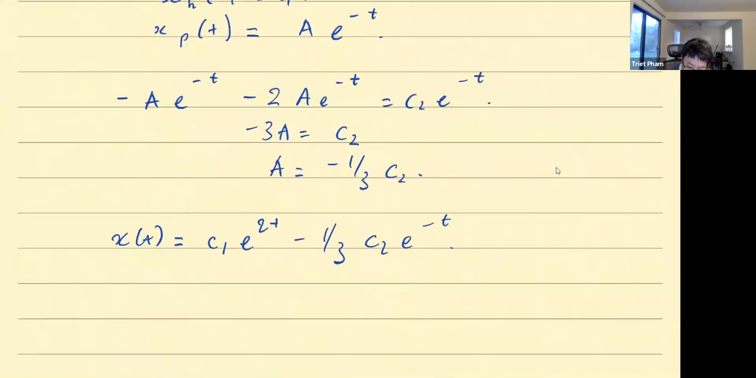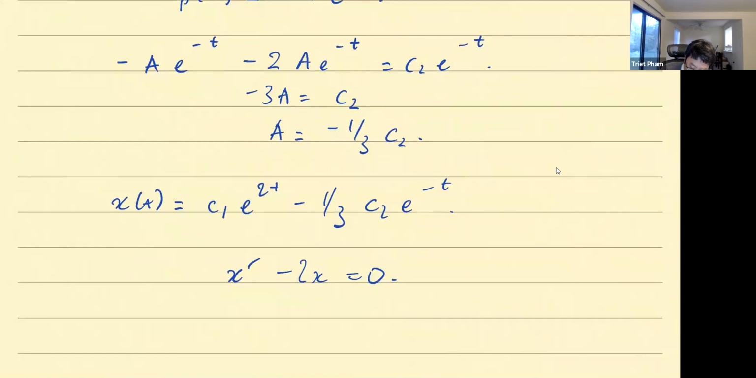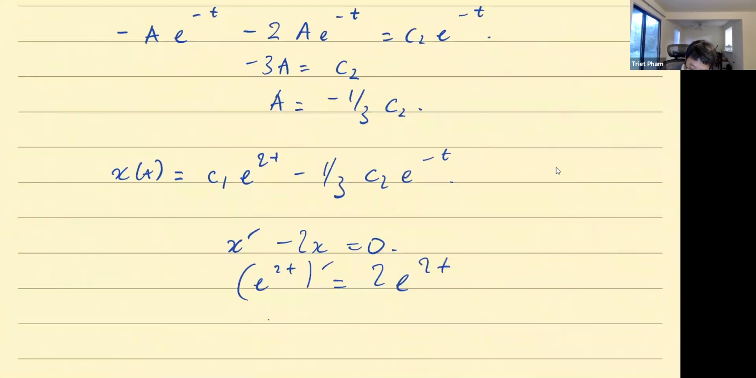No. If you look at x prime minus 2x equal to 0, if I look at e to 2t, prime is 2 e to 2t. So e to 2t prime minus 2 e to 2t is equal to 0.